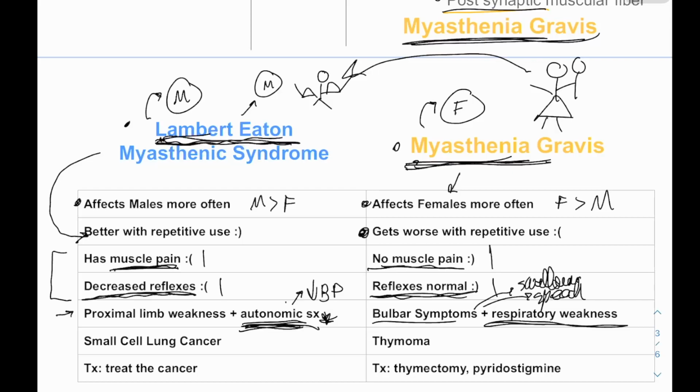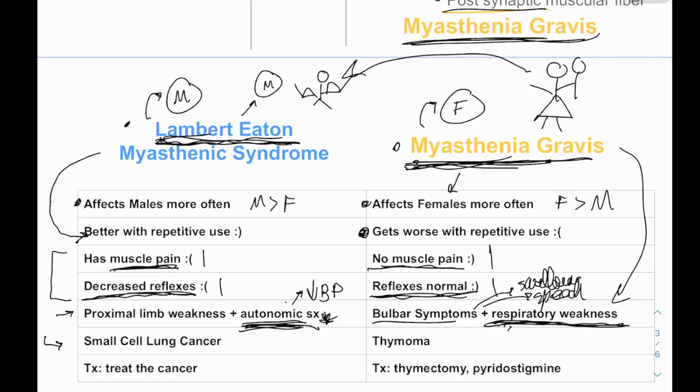What's important for people who are in the world of anesthesia is that patients with myasthenia gravis may have to be kept intubated after a procedure because they have baseline respiratory weakness, unless these patients have well-controlled myasthenia, unless these patients are on pyridostigmine and are being treated. If they are untreated, they're more likely to have great respiratory weakness and are less likely to be extubated after surgery. So that is very, very important to remember. Again, autonomic symptoms and proximal limb weakness is Lambert-Eaton. Bulbar symptoms and respiratory weakness is myasthenia.